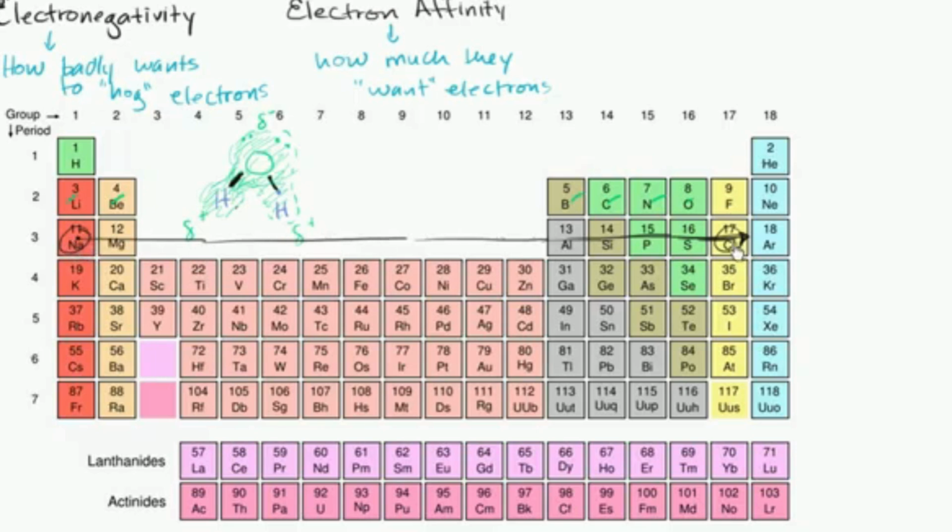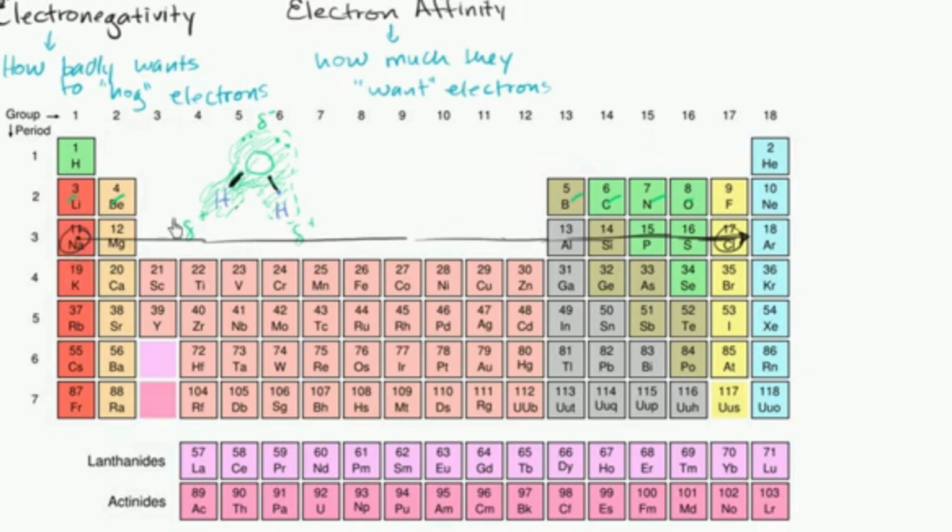But chlorine is the opposite. It's only one away from completing its shell. The last thing it wants to do is give away an electron. It wants an electron really badly so it can get to a configuration of argon, so it can complete its third shell. So the logic here is that sodium wouldn't mind giving away an electron, while chlorine really would love an electron. So chlorine is more likely to hog electrons, while sodium is very unlikely to hog electrons.